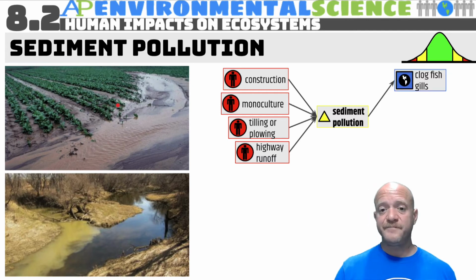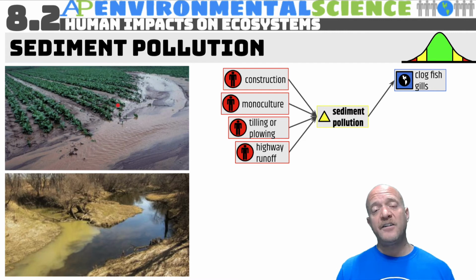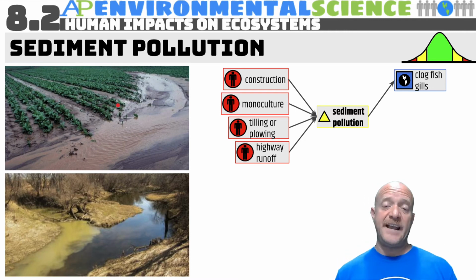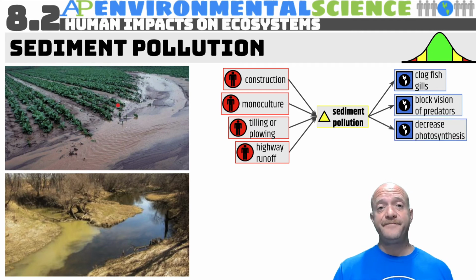So some of the impacts: they can clog the gills of a fish, impacting the fish's ability to take oxygen out of the water. It can also block the vision of a predator. If you can't see your prey, you're not going to be able to catch it. You're not going to eat.